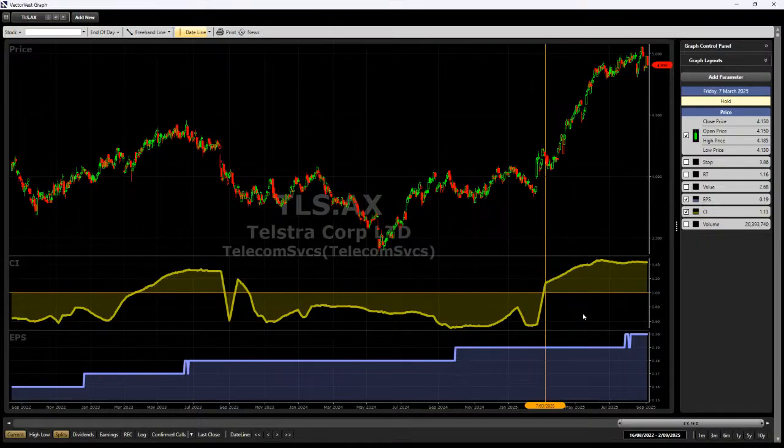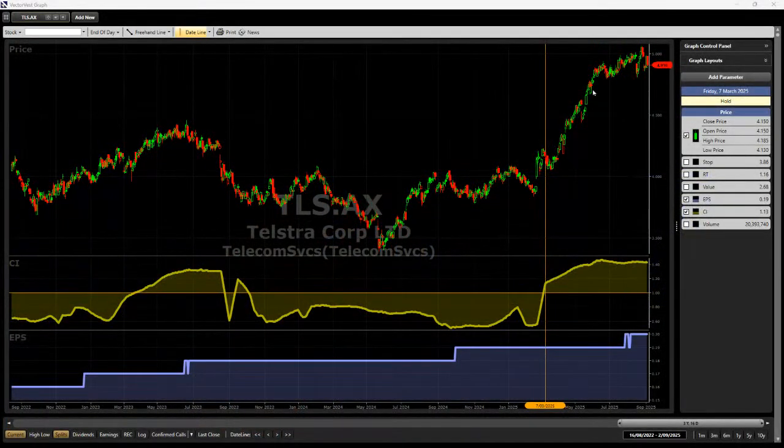There's no ifs, buts, and maybes. Sure as day, rising earnings, rising share price. And we see it time and time again, not just in Australia, but internationally. And it makes sense. Companies that are growing their earnings are companies that are growing their share prices, right? Makes sense. Okay, so I'll transition back to the screen here. So when I see the CI breaking and I see earnings starting to tick up, you see that? Staircase, staircase, staircase, staircase.